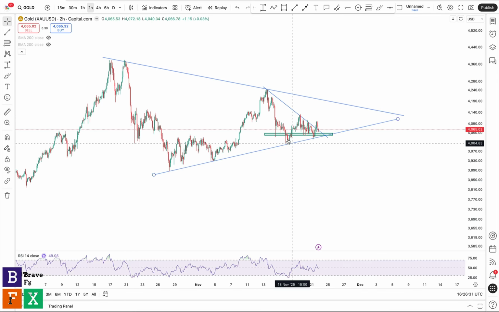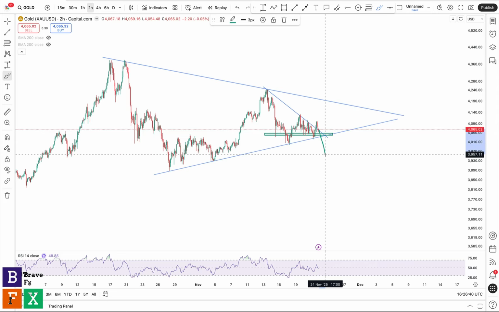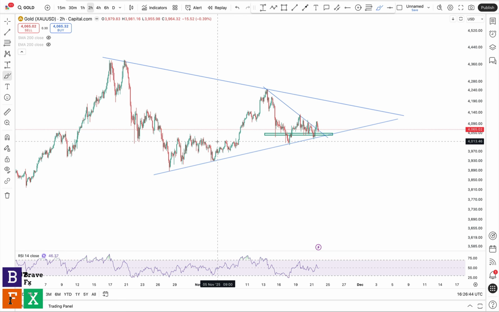So we seem to have created some sort of a base over here at the bottom of the symmetrical triangle, but this doesn't mean we still can't go down. There's a good chance we can still go down, but I don't think that's going to happen. Meanwhile, I'm going to show you my bullish and bearish case scenario in a few minutes.